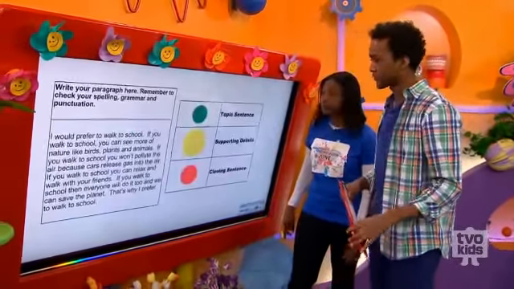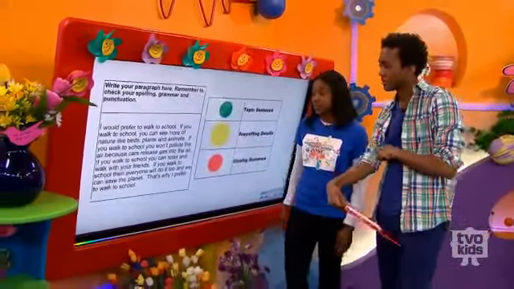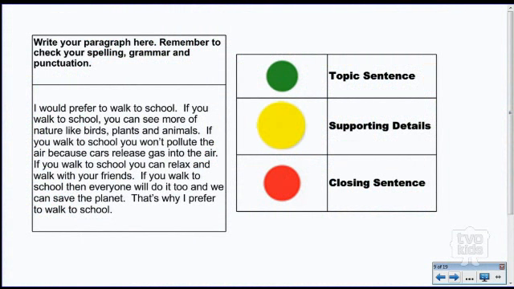Sure, I've got one right here. Awesome. Okay. So it's the same question, and I have a student who's written out an answer for it. Right. Yeah. They said, I would prefer to walk to school. If you walk to school, you can see more of nature, like birds, plants, and animals. If you walk to school, you won't pollute the air because cars release gas into the air. If you walk to school, then everyone will do it too, and we can save the planet. That's why I prefer to walk to school.